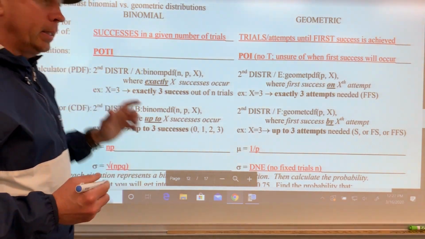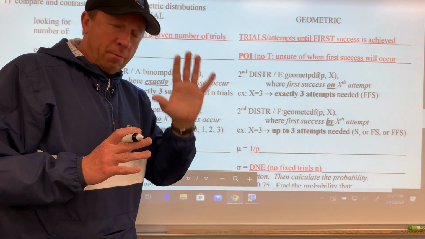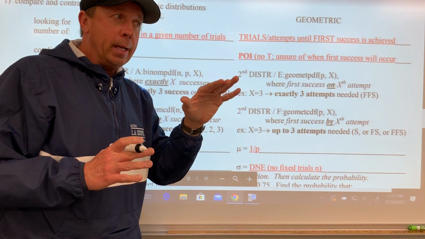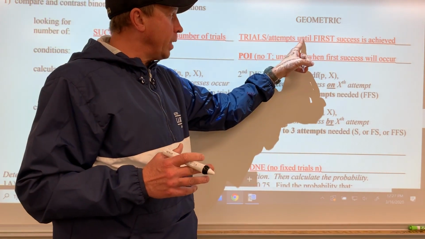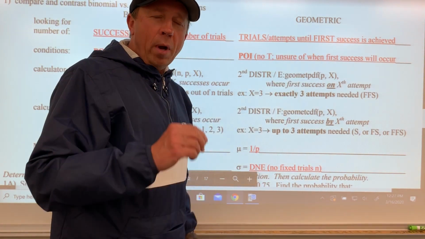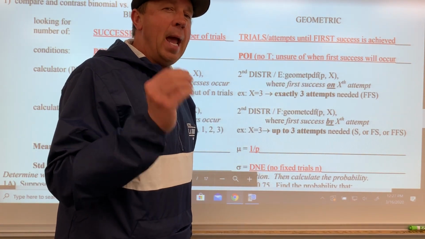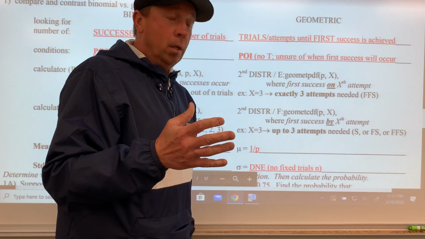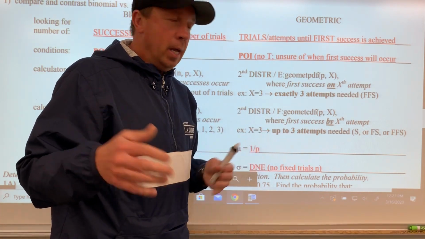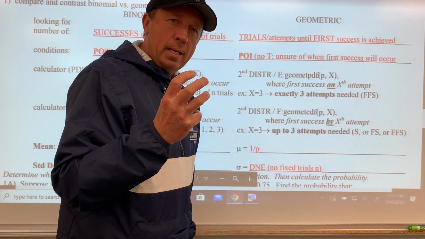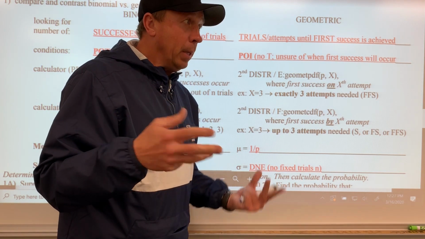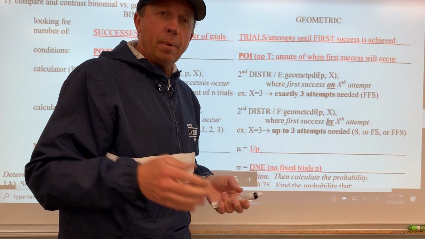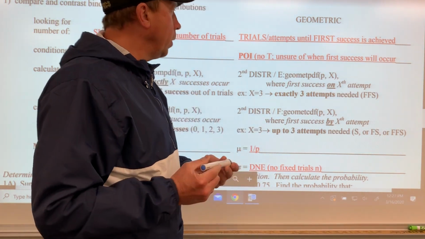What are the chances I go 5 for 10 from the free throw line when I am a 70% free throw shooter? The geometric asks questions like, when am I going to see my first heads when I flip a coin? Probably on the second trial. If you roll a dice, when am I going to see my first 6? Probably on the 6th roll. But it examines those, okay?